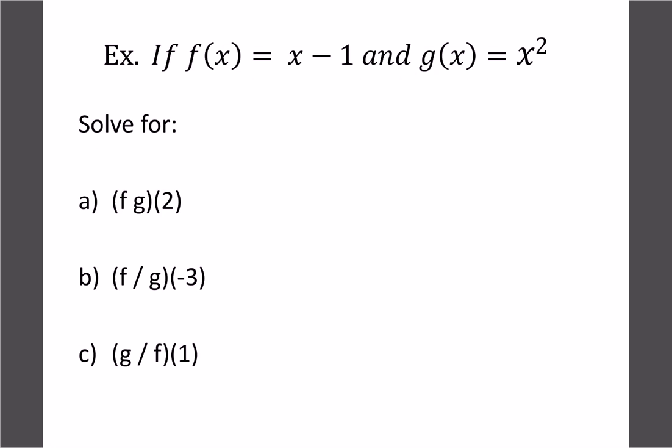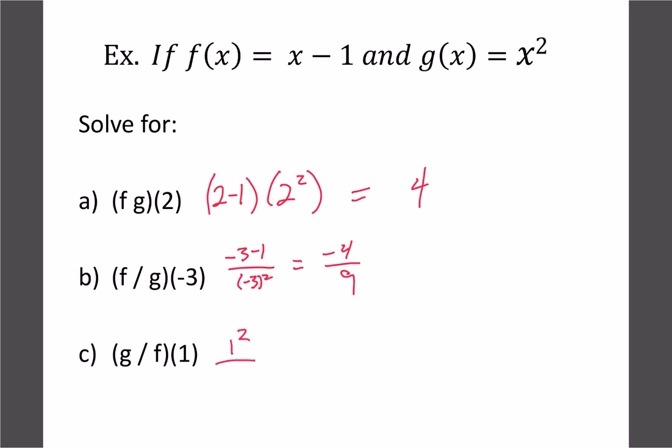Okay, and just like we did with the last one, we could do the same thing where we actually plug in numbers. So f times g, so we put in 2 for the f, so we have 2 minus 1, and we're going to multiply that by 2 squared. So that gives us 1 times 4, which would be 4. If we do a division, we have negative 3 minus 1 for the first one, negative 3 squared. So that would give us negative 4 over 9. And if we do it the other way around, we'd have 1 squared over 1 minus 1, which would give us 1 over 0, which is undefined.